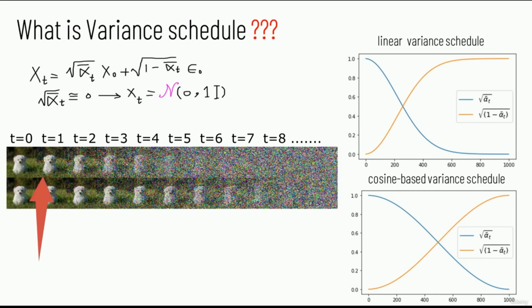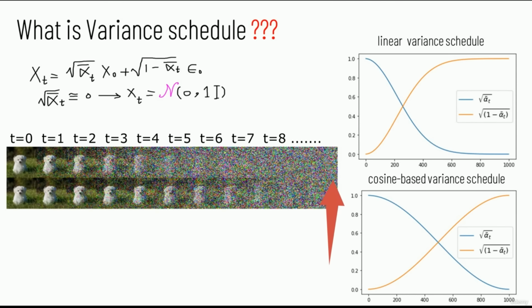As you can see here, we will lose the information of our original image quickly when we use the linear variance schedule. And here we lost almost all the information from our original image at time step 8. The rest of the time steps will be just noise.